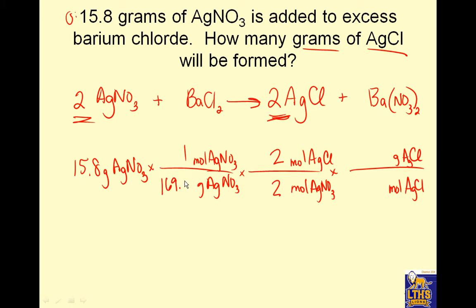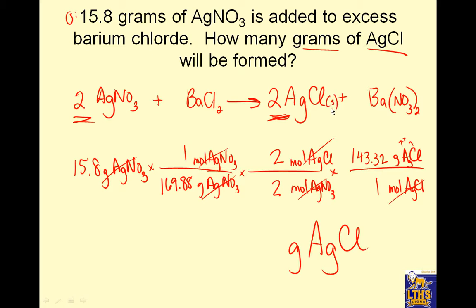Silver 107.87 plus nitrogen plus 3 oxygens, get 169.88. Over on this side, 1 mole equals, and now I have to do silver plus chloride, and I get 143.32. Okay, and then you do the math. Grams of silver nitrate, bye-bye. Moles of silver nitrate, bye-bye. Hello, moles of silver chloride. You're going away. Now we have grams of silver chloride. Silver chloride is precipitating, so put a solid there.